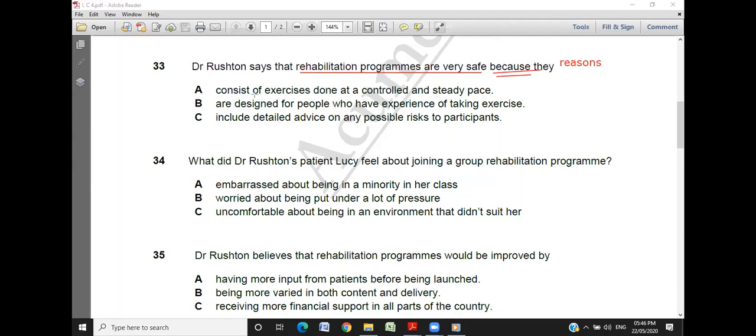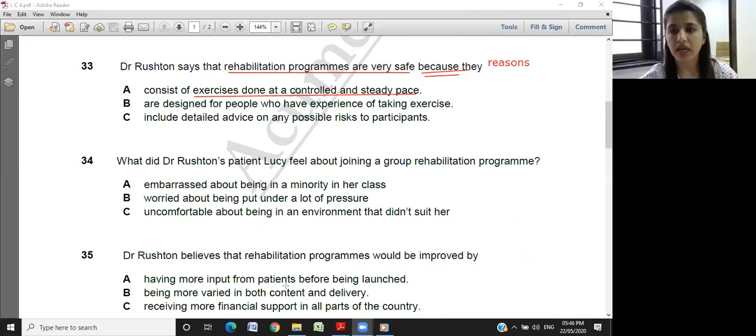So here it says the exercises are done at a controlled and steady pace. So they are not very vigorous exercises. They are controlled and done at a steady pace. They are designed for people who have experience of taking exercise. So this means they do not include novice people, right? Those who are new. And they include detailed advice on any possible risks.